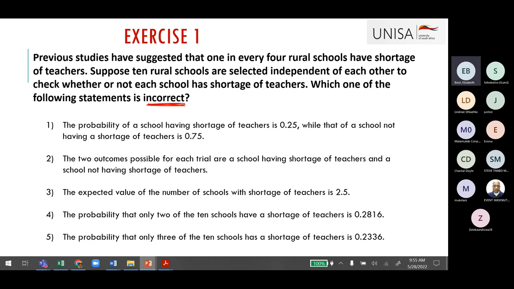Previous studies have suggested that one in every four, so that I can calculate my probability of success, which is one in every four. You don't have to label them N and X. So that will give me my probability of success because it says shortage of school teachers. So that is my probability of success. What else? They're telling us that our N is 10. My probability of success here will be 0.25. And N is 10, not 4. Why am I saying 4? N is 10. Which one of the following statements is incorrect?